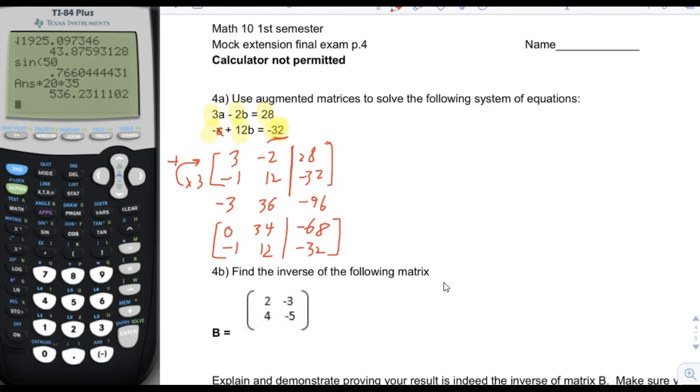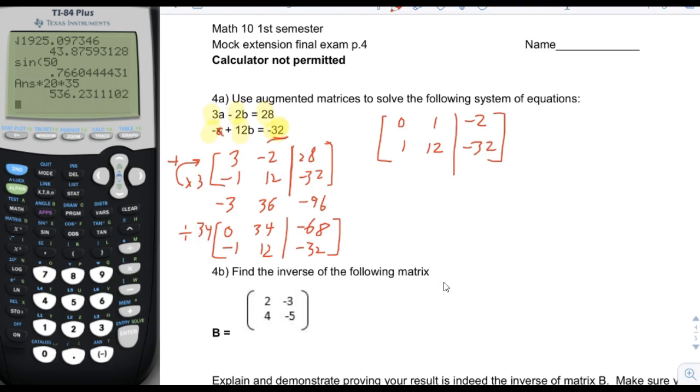Okay? And then the top row, you can see we can simplify it by dividing the whole top row by 34. If we divide the whole top row by 34, then we're going to end up with 0, 1, and negative 68 divided by 34 happens to be negative 2, right? And then in the bottom, we still have negative 1, 12, negative 32.